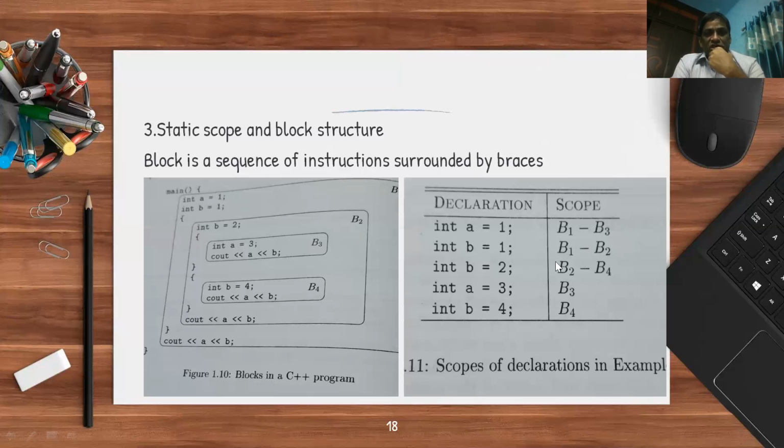And int b is equal to 1 is again b1 to b2. Yes, these two are correct because those two statements are written in the same block, same location. This is b2, please correct it, right? And then this int b is equal to 2 is available for b2, b3, b4, but not to b1. Okay. And then int a is equal to 3 is available for b3 only, right? And int b is equal to 4 is available for b4 only. So the scopes of the variables are confined to the corresponding blocks where they are declared, right? This is static scope and block structure.